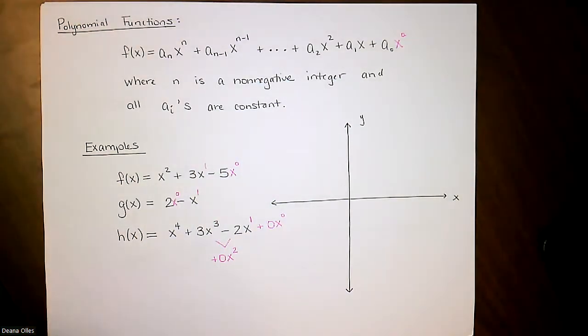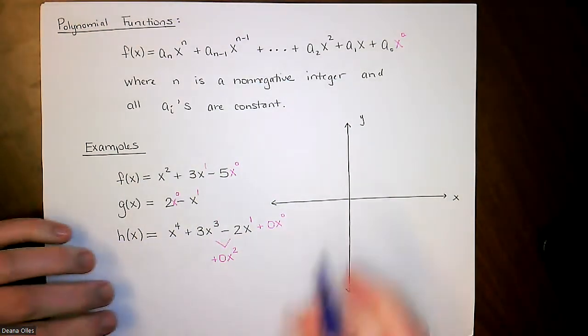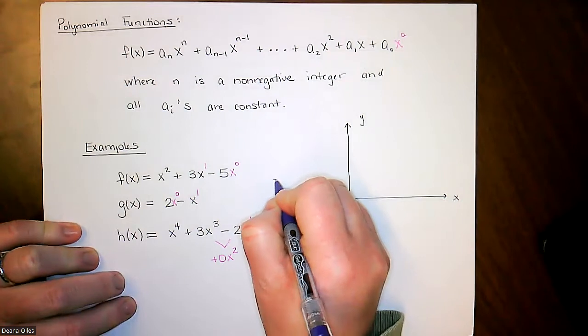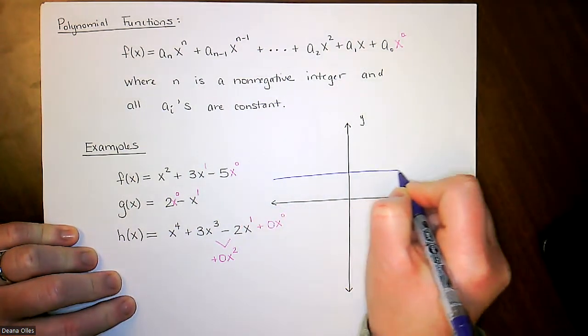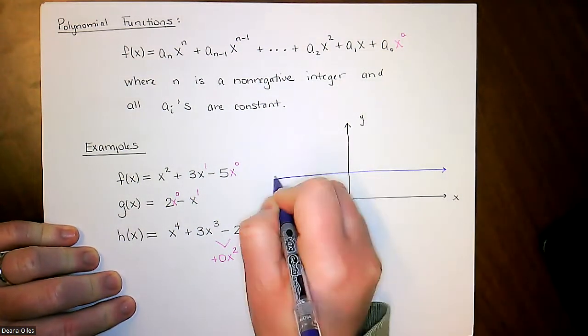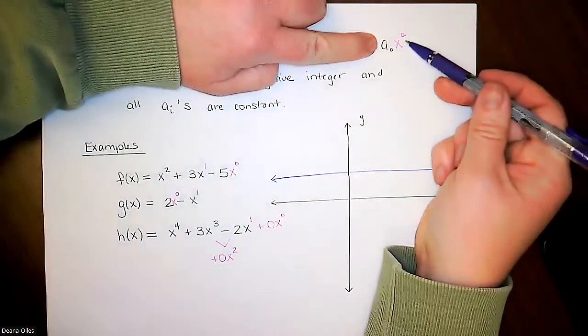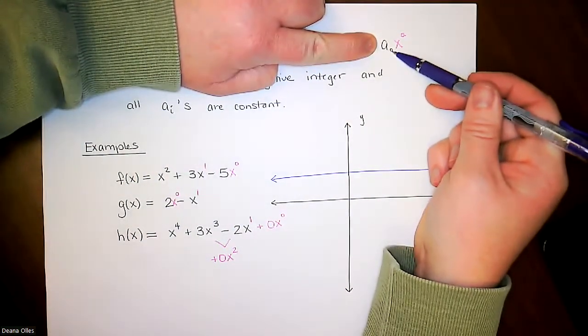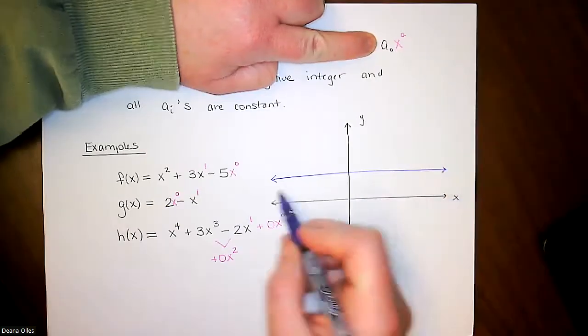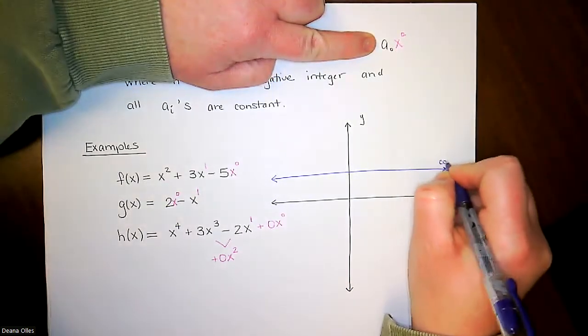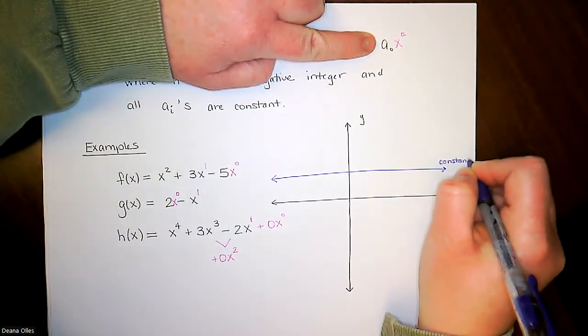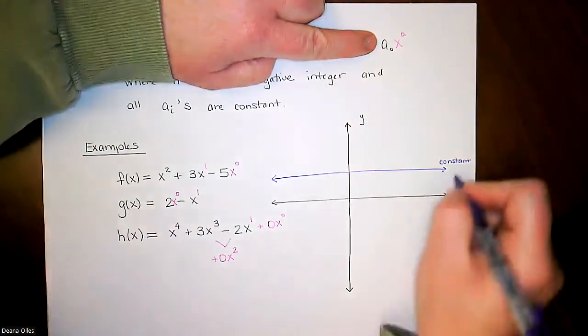The first one I would do would be a constant function, meaning if your n is 0, right? If n is 0, then you have an a to the 0, which is a constant, and a constant function is graphed as a horizontal line.